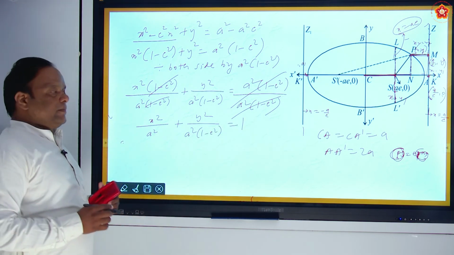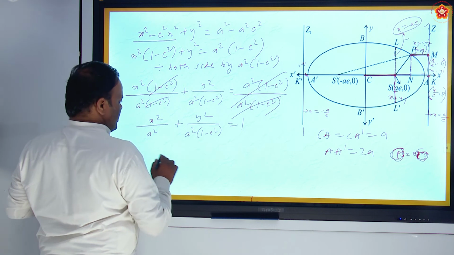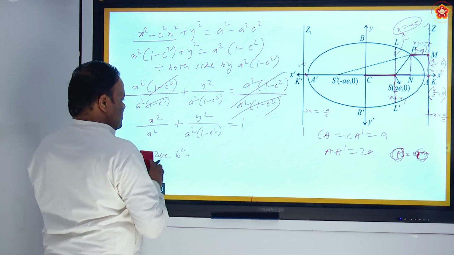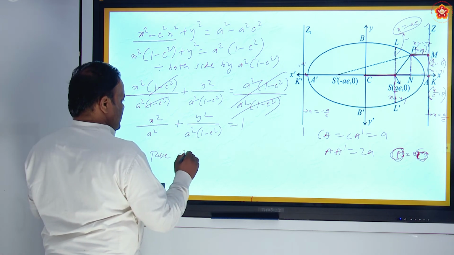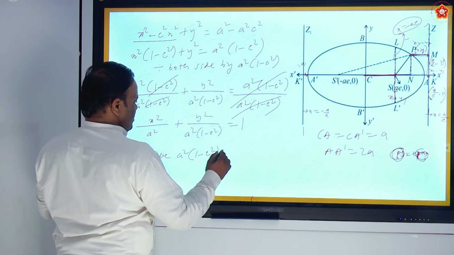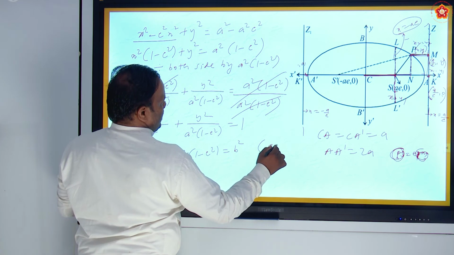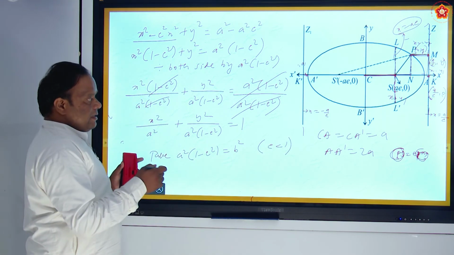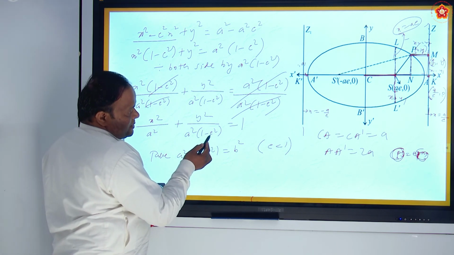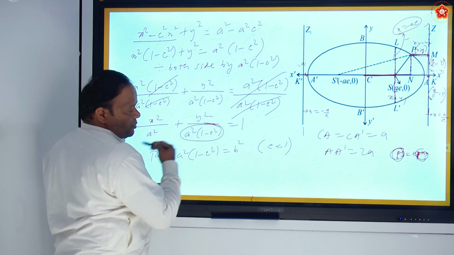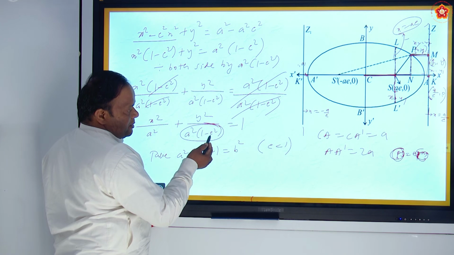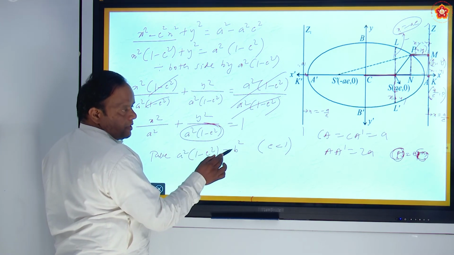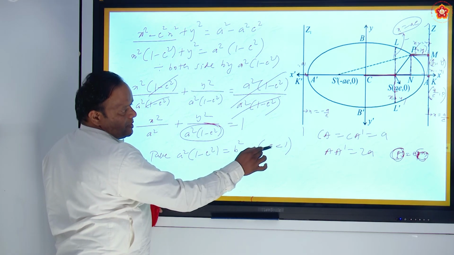So observe here, you have to take a square into 1 minus e square equal to b square, because we know that e is less than 1. By definition, you have to use the concept here. When e is less than 1, only then the whole term is positive. If e is greater than 1, this becomes negative. Therefore, I take a square into 1 minus e square equal to plus b square, not minus b square, because by definition of ellipse e is less than 1.